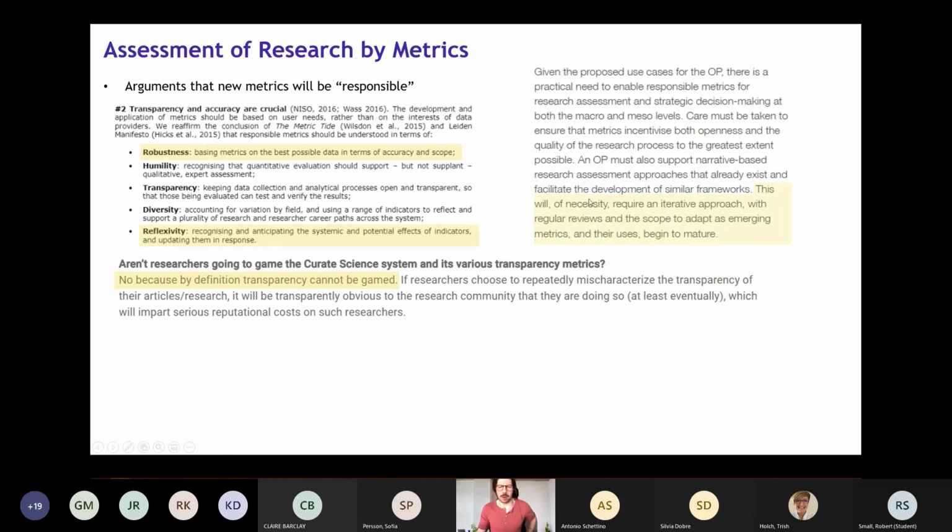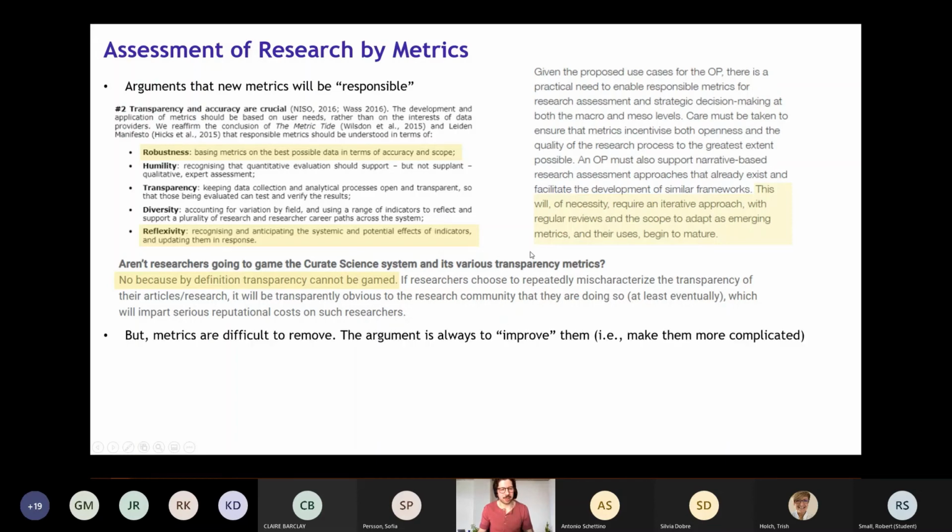And don't worry about people gaming these metrics, because they can't be gamed. If researchers try to game them, then it's going to be obvious, and so they'll suffer reputational costs. And you think, well, it was obvious that people were gaming the old metrics, and they didn't suffer reputational costs. In fact, it benefited them greatly. So I'm not entirely sure how that works with the new ones.